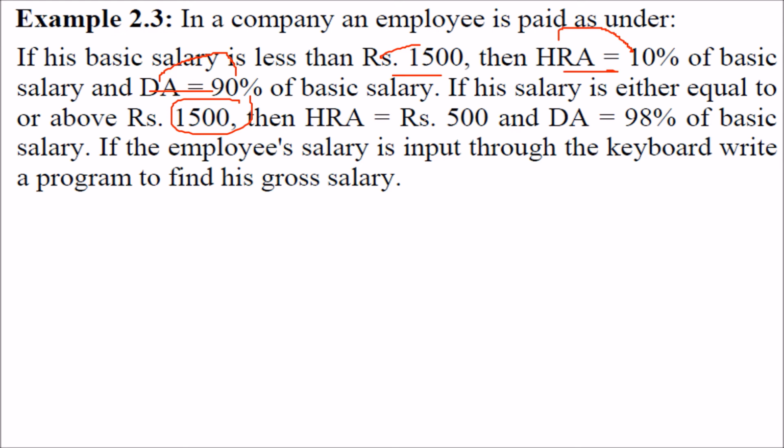If it is above 1500, HRA is given as 500 and DA will be 98% of the basic salary. If the employee salary is to be inputted through the keyboard, we have to write a program to find the gross salary.